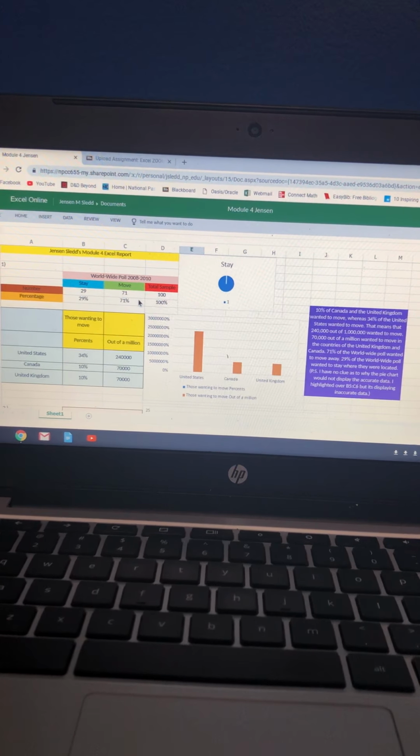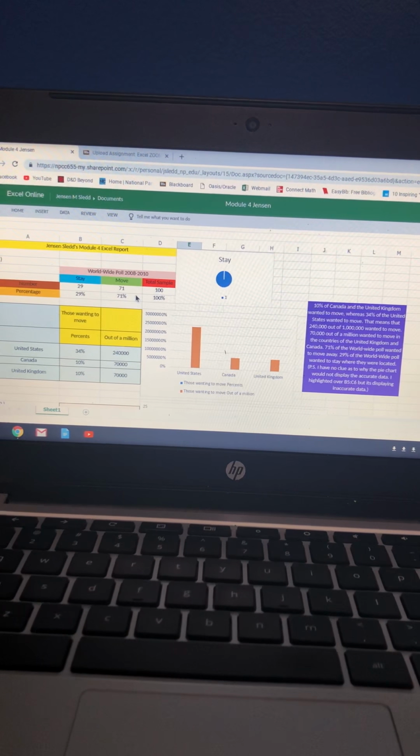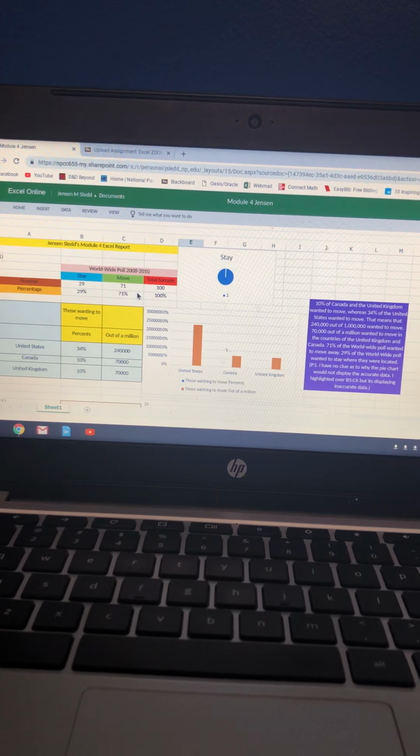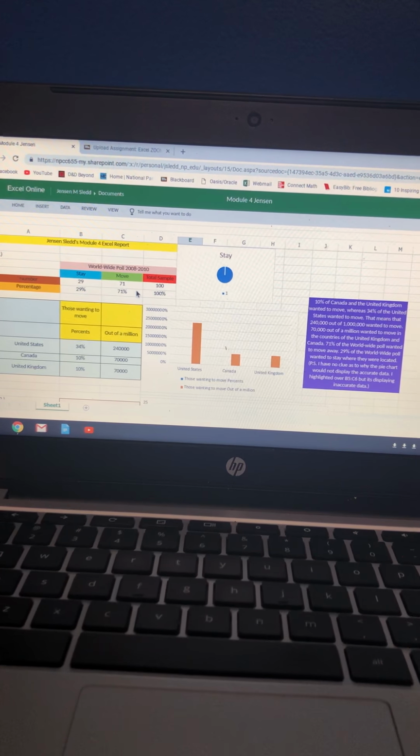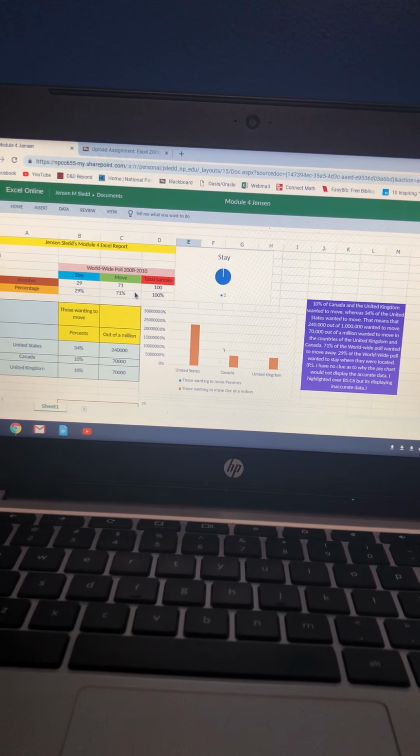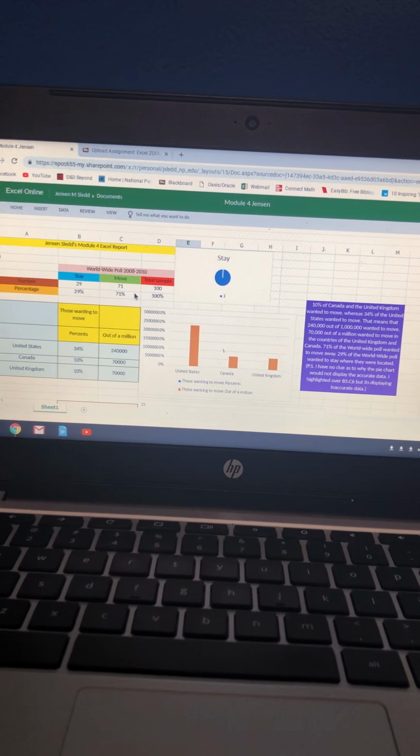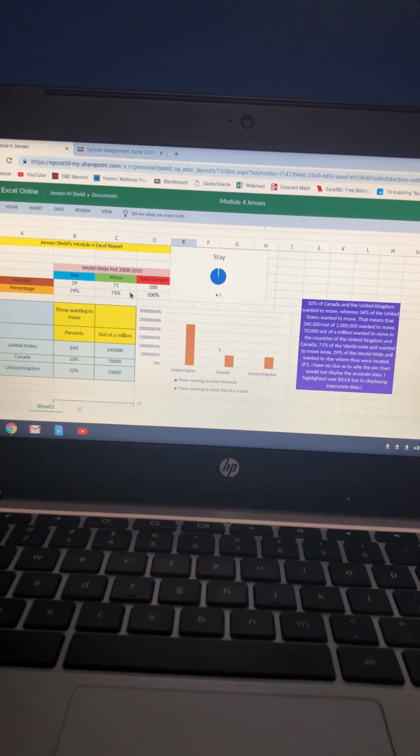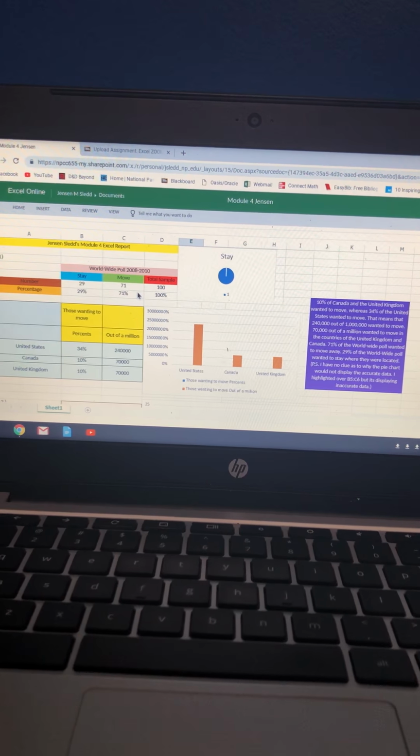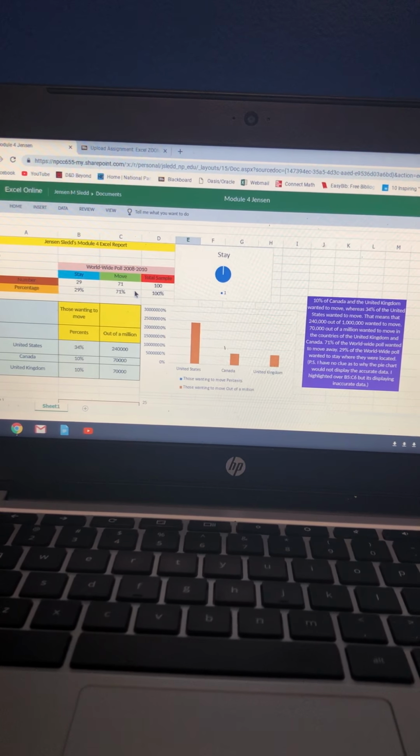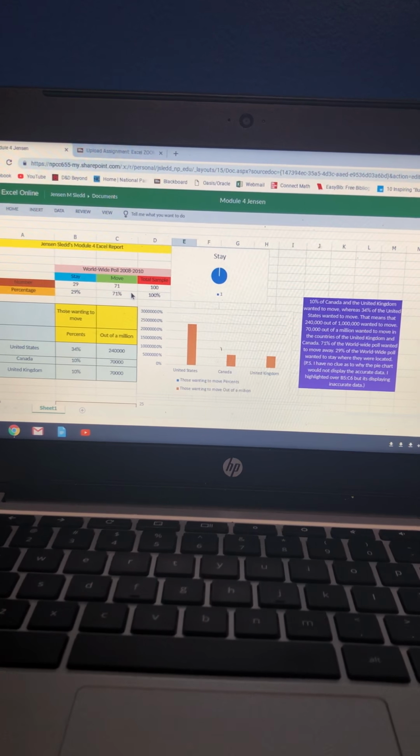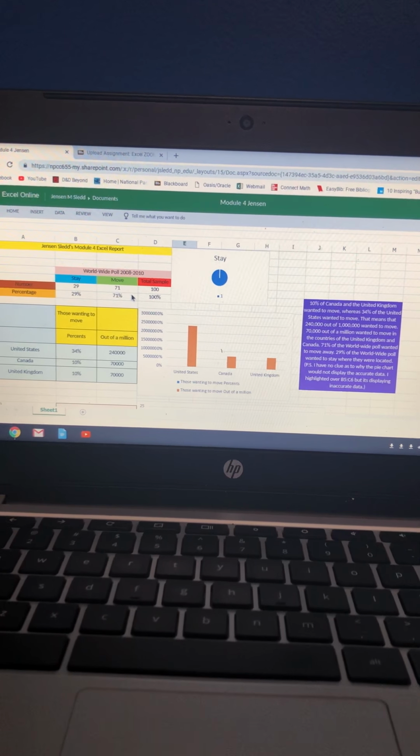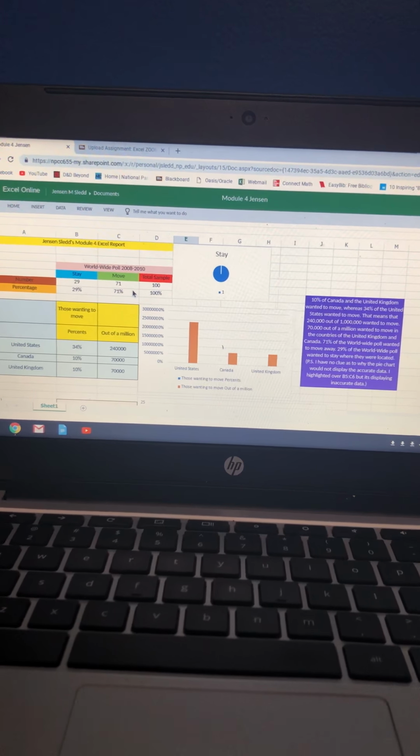10% of Canada and the United Kingdom wanted to move, whereas 34% of the United States wanted to move. That means that 240,000 out of a million wanted to move. 70,000 out of a million wanted to move in the countries of the United Kingdom and Canada. 71% of the worldwide poll wanted to move away, whereas 29% of the worldwide poll wanted to stay where they were located.